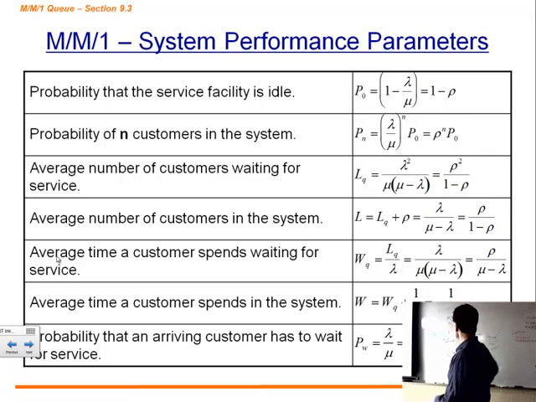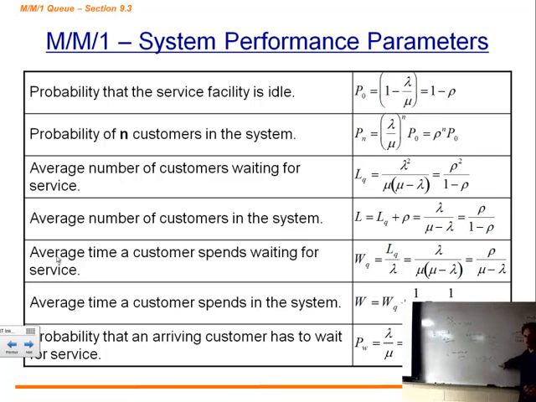So mu has to be greater than lambda because rho is less than 1. So mu is bigger than lambda. So mu minus lambda is positive. So this whole thing is going to be positive. And you can rewrite that, taking the lambda over mu here and changing that into a rho divided by mu minus lambda. What units are these? Per time? Yes. These are in units of time.